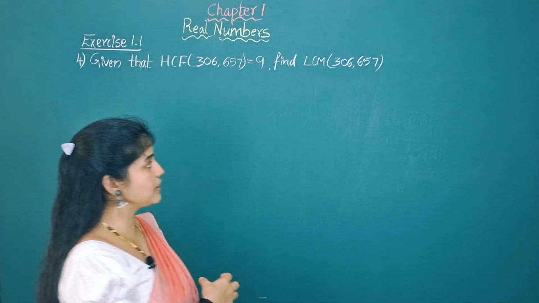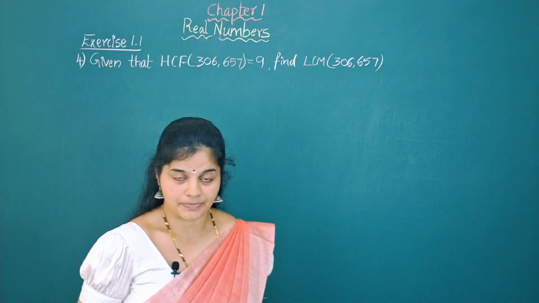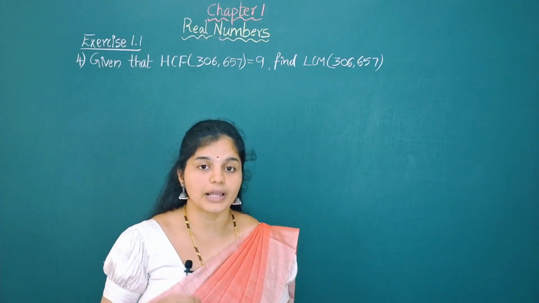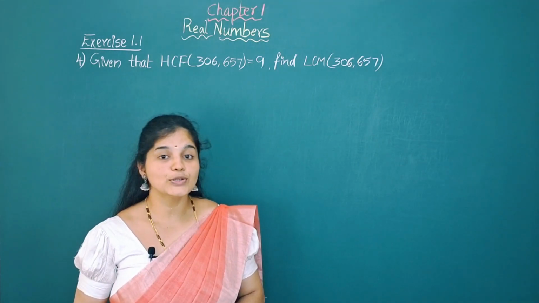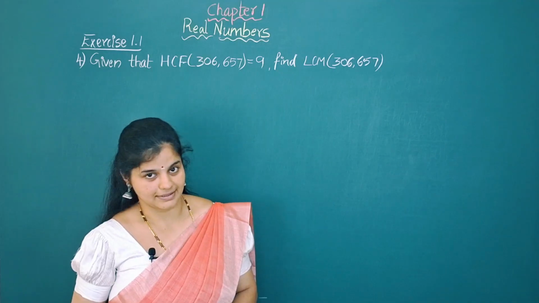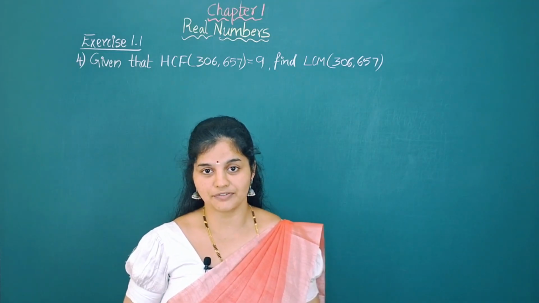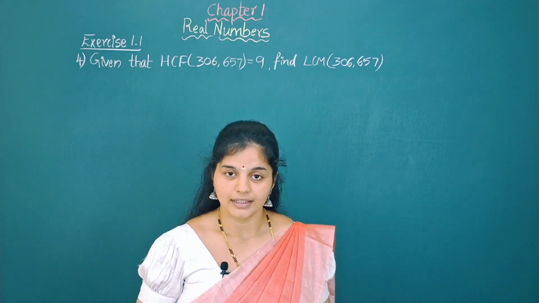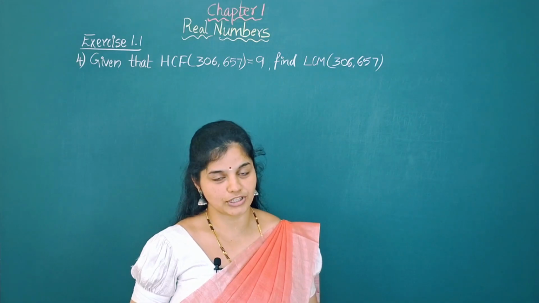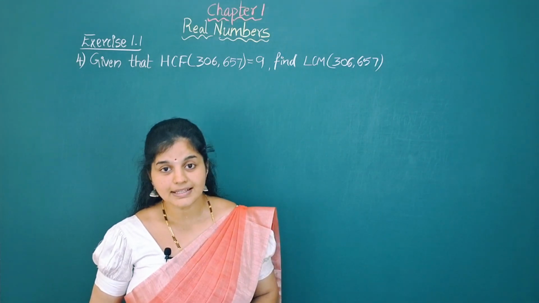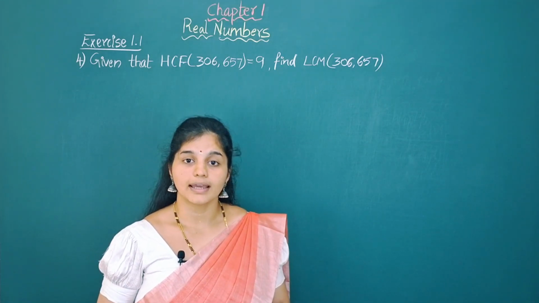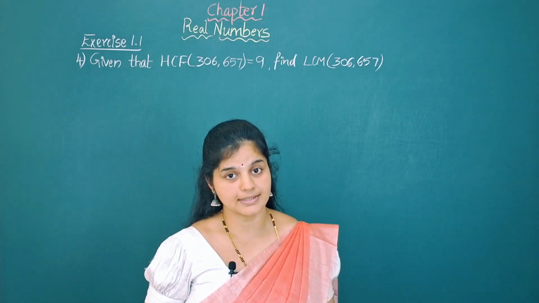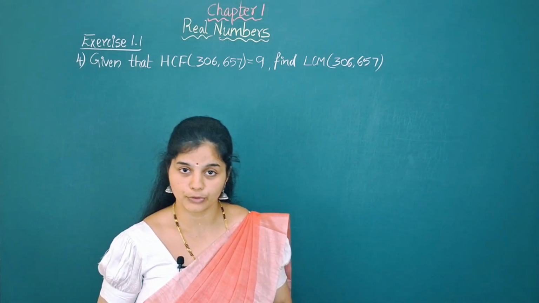Since they have given us two numbers and its HCF, instead of going for prime factorization, let us use the formula that we have learnt. I hope you all remember the formula. Another formula, just try to recall the formula. It is the product of HCF and LCM of two numbers is equal to the product of two numbers.